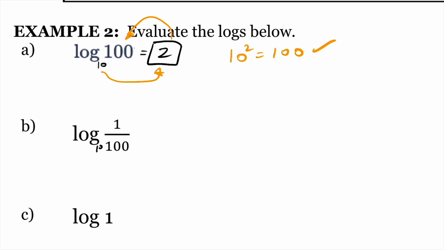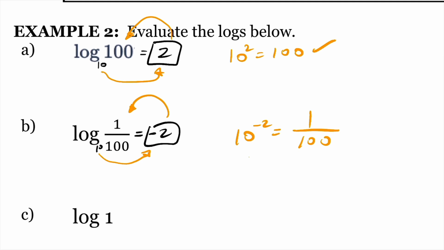This guy down here, it's got a base of 10. So what power does 10 need to be 1 over 100? It's got to be a negative. Good. And then negative 2. Good. Because you flip it and then you square it. So 10 to the negative 2 power equals 1 over 100, right? We flip it and then square it.